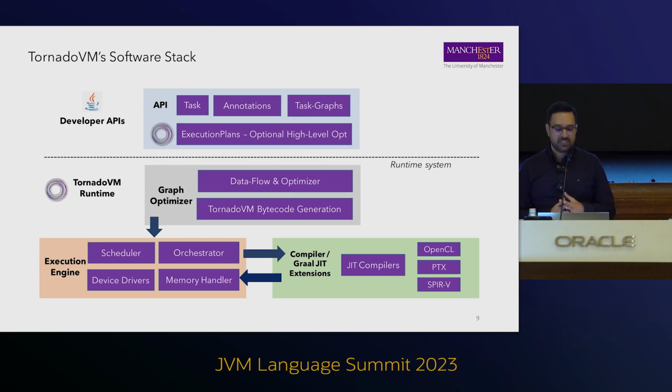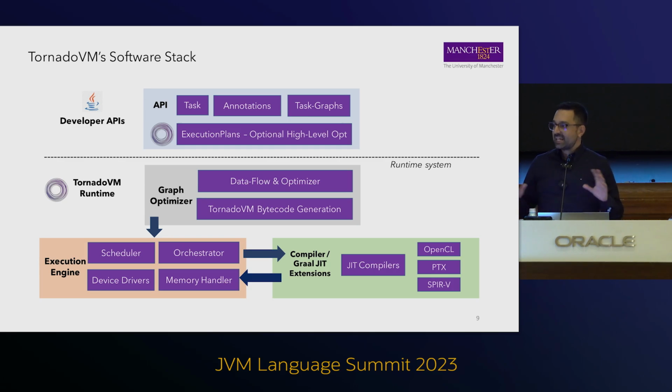Now how is this implemented, how is this done? Let me show you details about this. This is the software stack for TornadoVM. We have an API at the very top level. Tornado does not detect parallelization. It exploits parallelization. And here I show you the main key components of the API level.